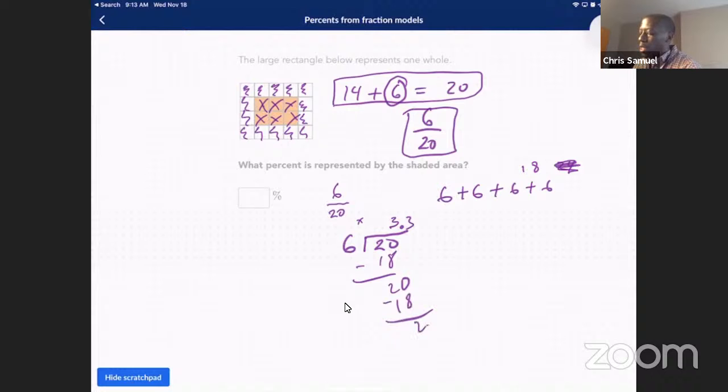So let's look at how we can represent this as a percentage. We would continue, probably 33, and it's going to continue over and over again, so we get a repeating decimal. So 3.33 is pretty much where we're going to stop.